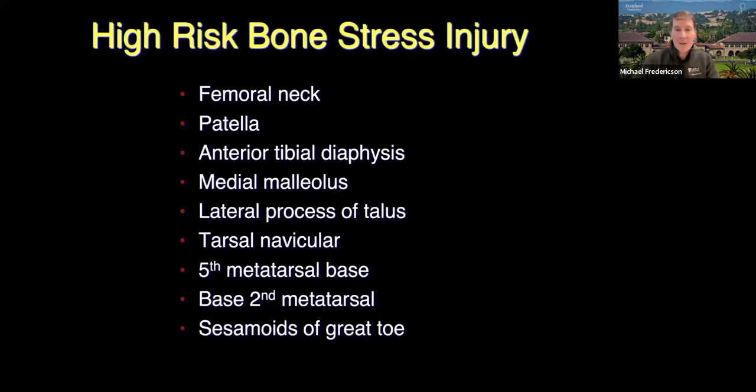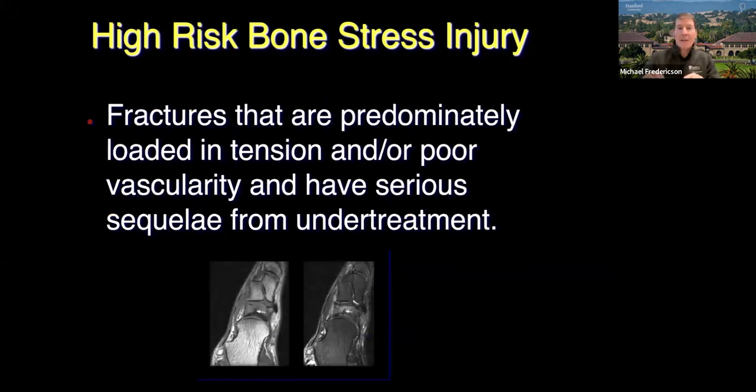And the fourth thing to think about now is, is it in what I call a high risk or a low risk location? So high risk bone stress injuries would be any of these here. I won't list them all. And the reason we call them high risk is that these are fractures that are predominantly loaded in tension and/or they have poor vascularity and there's serious sequelae from undertreatment. So for instance, the navicular would be a great example of that, where you have these fractures typically in that watershed area where there's poor blood supply.